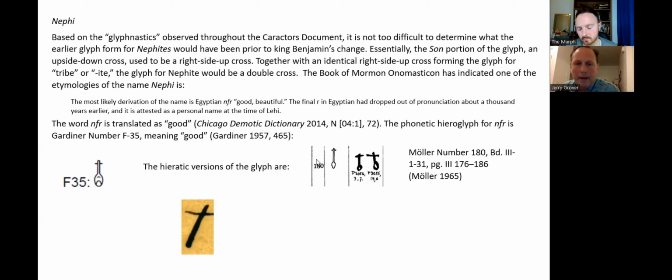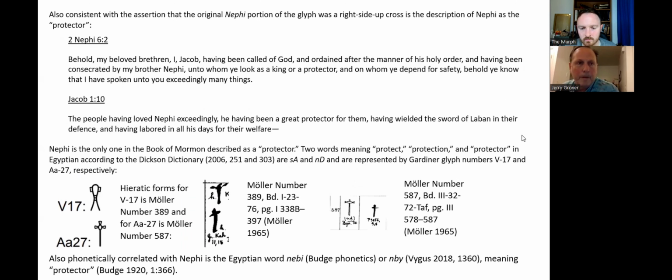And so the hieratic versions are this. They thought this was like a lute, but now they think it's actually a heart and a trachea, is what that Egyptian glyph is representing. So again, it has a similar form, has a cross form. Also, I'm showing here lower, it also has the same form as the word for protector or protection in Egyptian.